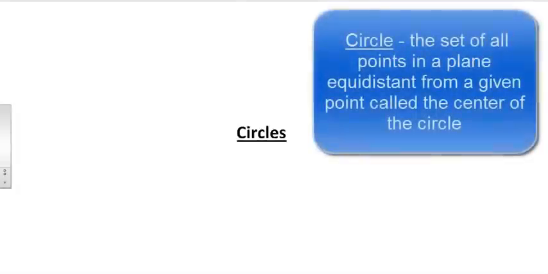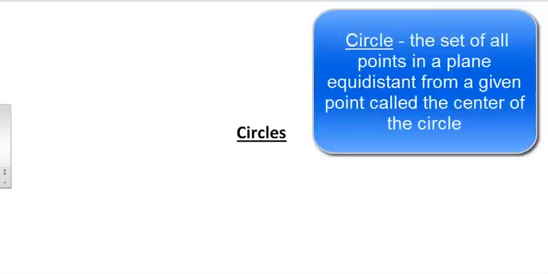By the end of this video, you should know what a circle is and identify some of the basic components of a circle. Let's start with what a circle is. A circle is really just a set of points that are the exact same distance away from a common point, which we're going to call the center.